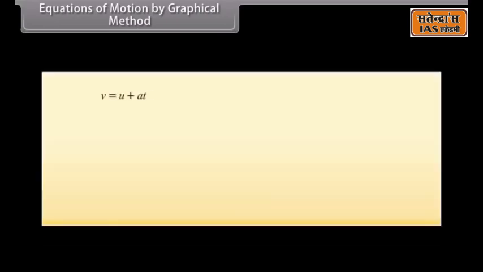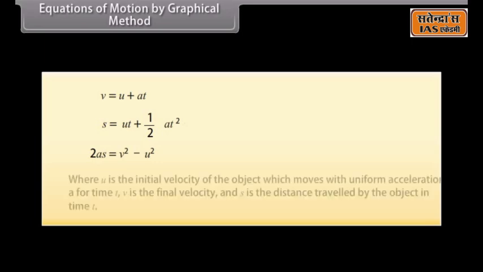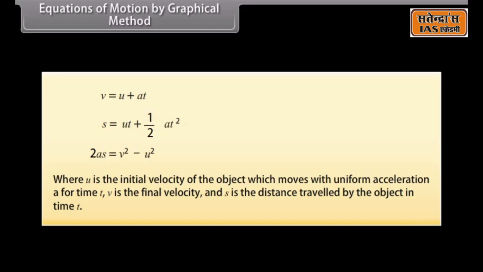Equations of motion by graphical method. The three equations of motion are: v is equal to u plus at, s is equal to ut plus 1 upon 2 at square, 2as is equal to v square minus u square. Where u is the initial velocity of the object, which moves with uniform acceleration a for time t, v is the final velocity, and s is the distance traveled by the object in time t.